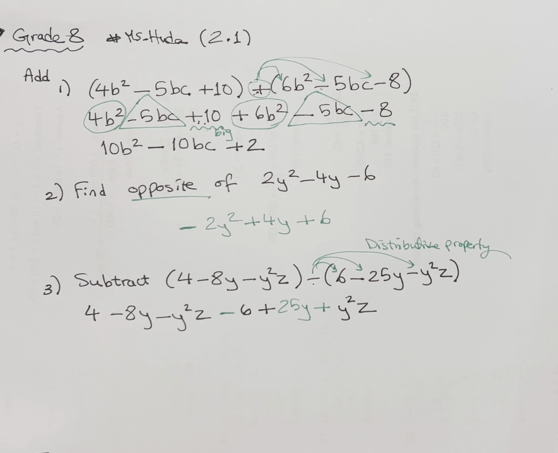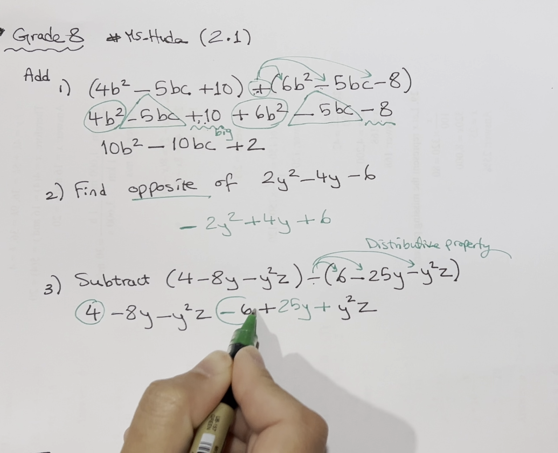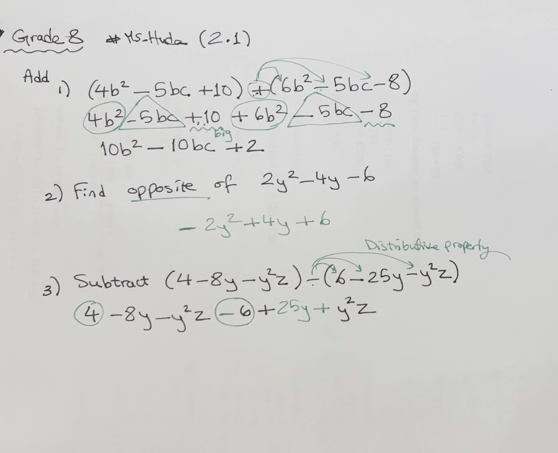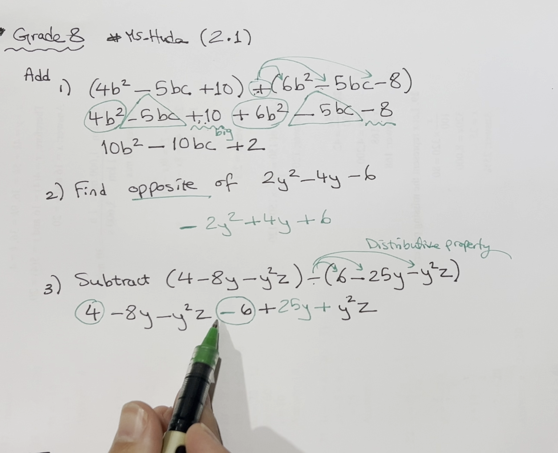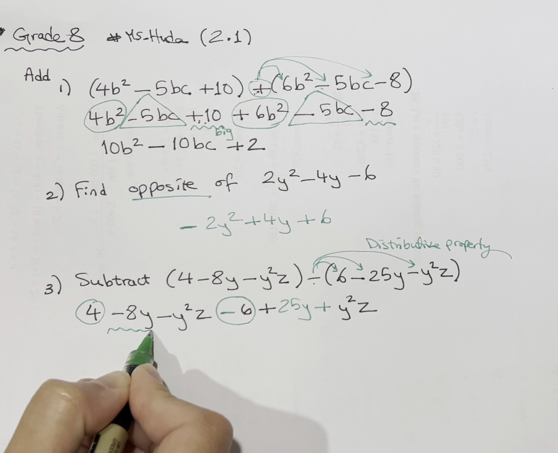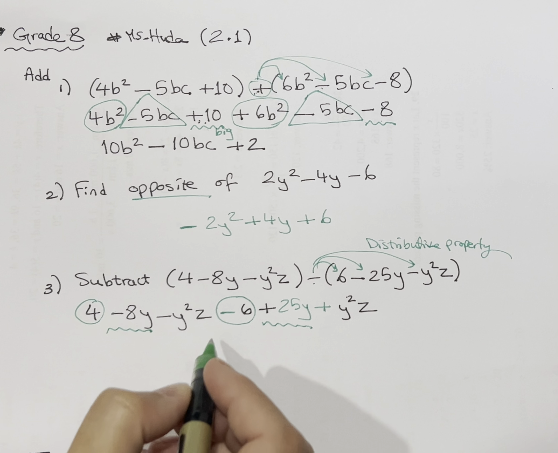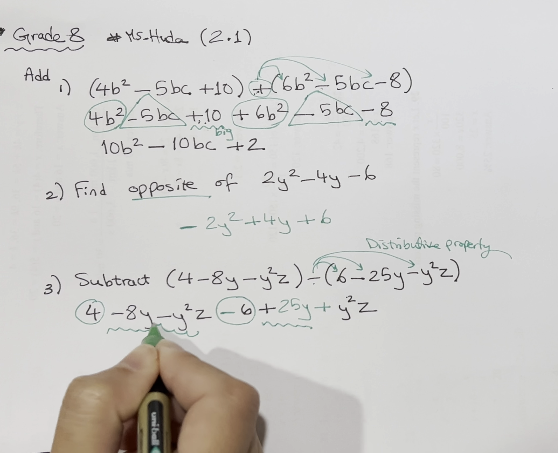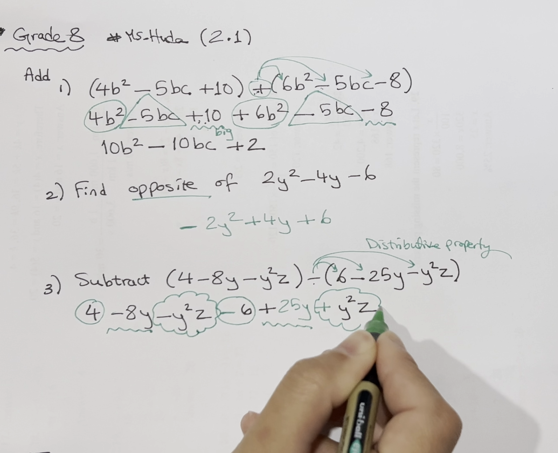Now, it's time to find the like terms. So I have 4 and negative 6 here. So many students do that common mistake, and here they only take the 6. Be careful, you have to take the sign with it. Okay. Now, I've got negative 8y with positive 25y. And also, I have got negative y squared z with positive y squared z.